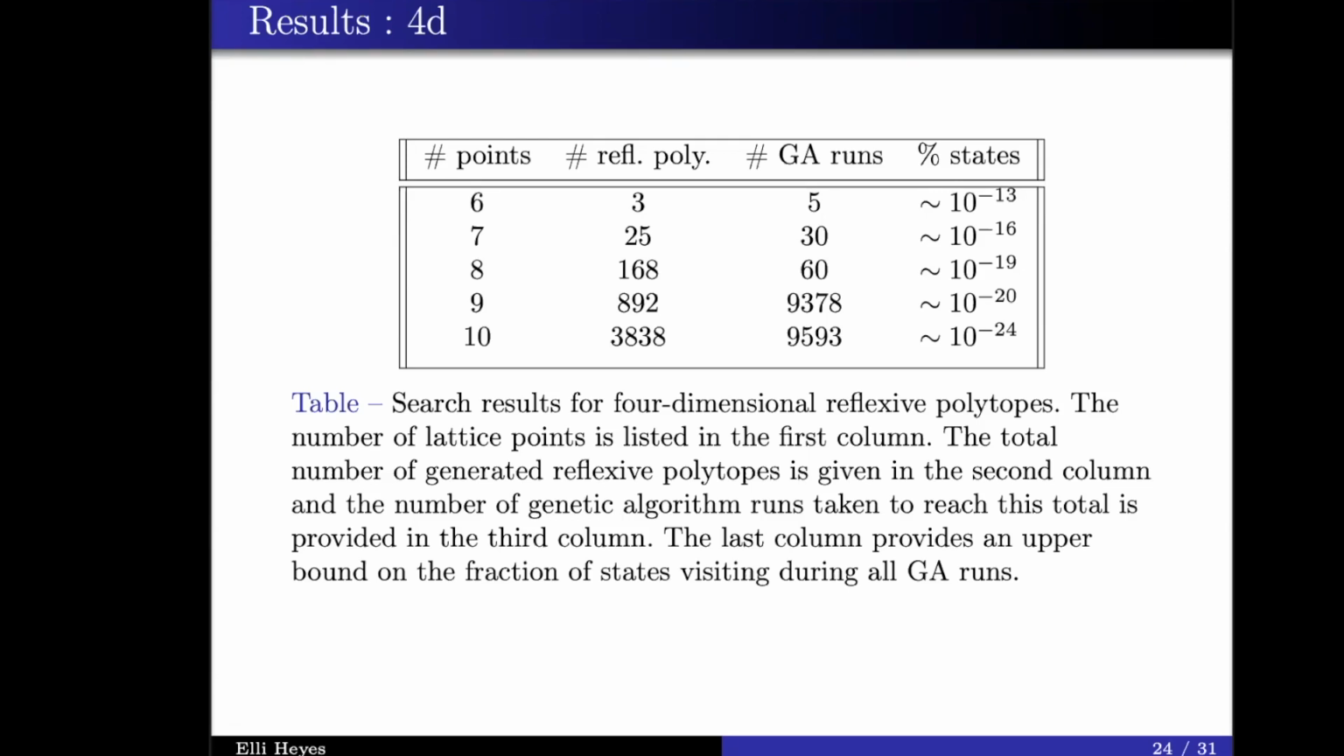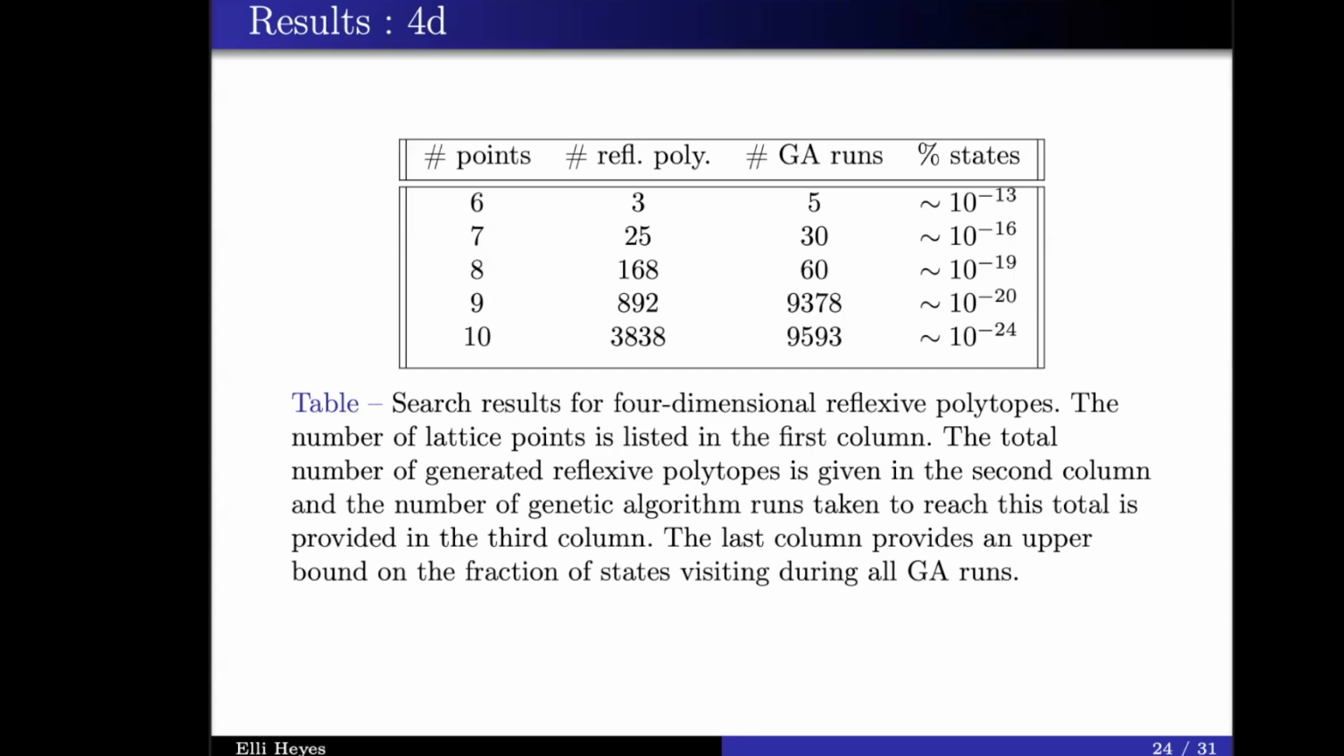So the first column is the number of points. The second column is the number of reflexive polytopes for that set number of points, as taken from Kreuzer-Skarke's data. The third column gives the number of runs it took our genetic algorithm to reach all of the reflexive polytopes. And the final column is the fraction of states it visits during the search. So amazingly, even in four dimensions, we found all of the small reflexive polytopes.